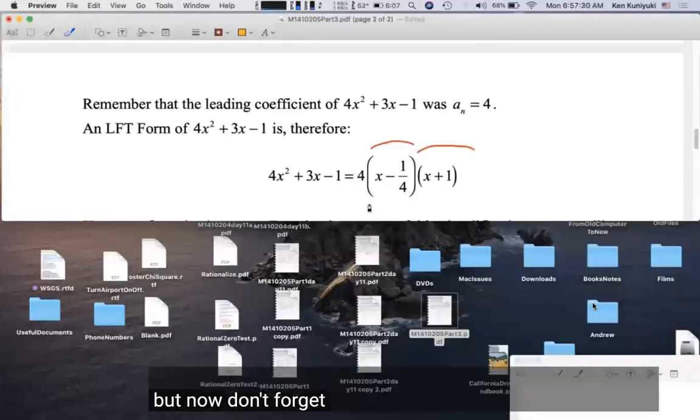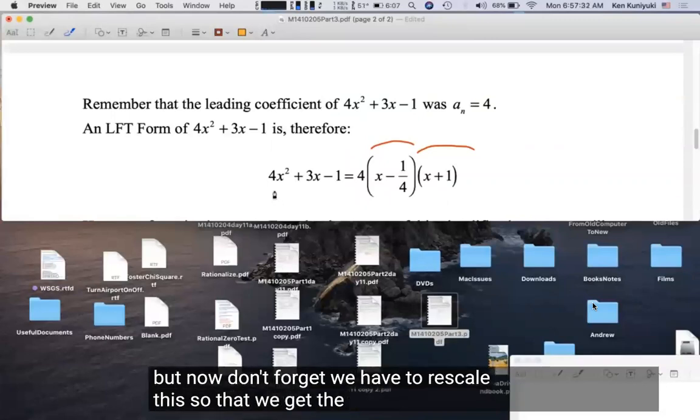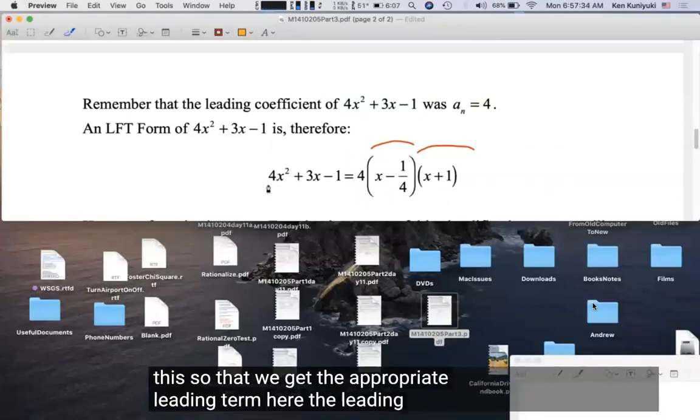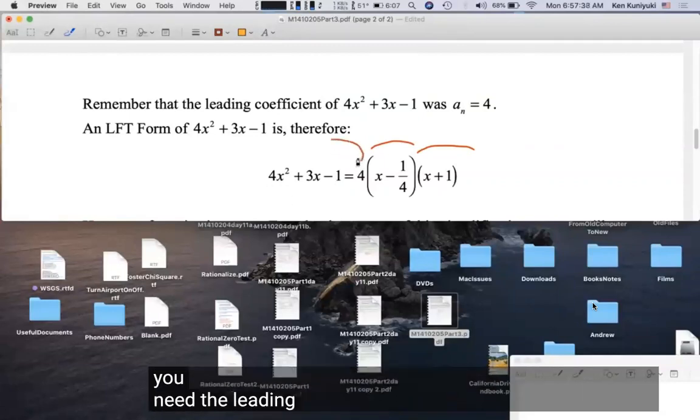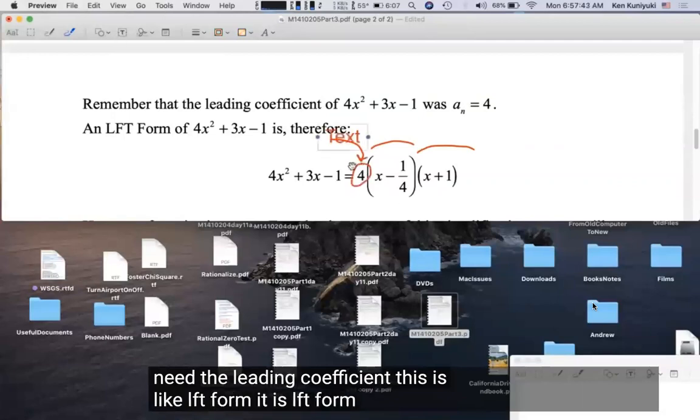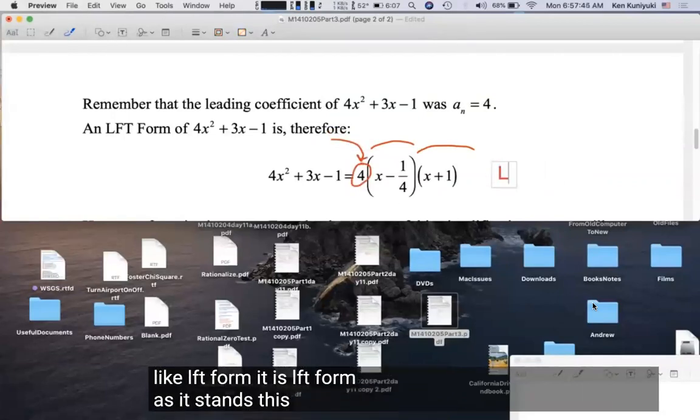But now, don't forget, we have to rescale this so that we get the appropriate leading term here. The leading term here is not just x squared, it's 4x squared. You need the leading coefficient. This is like LFT form. It is LFT form. As it stands, this is LFT form.